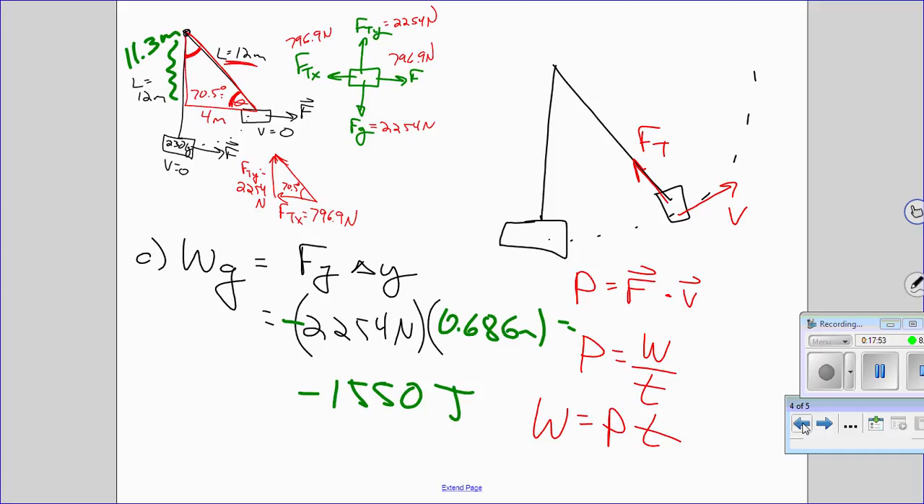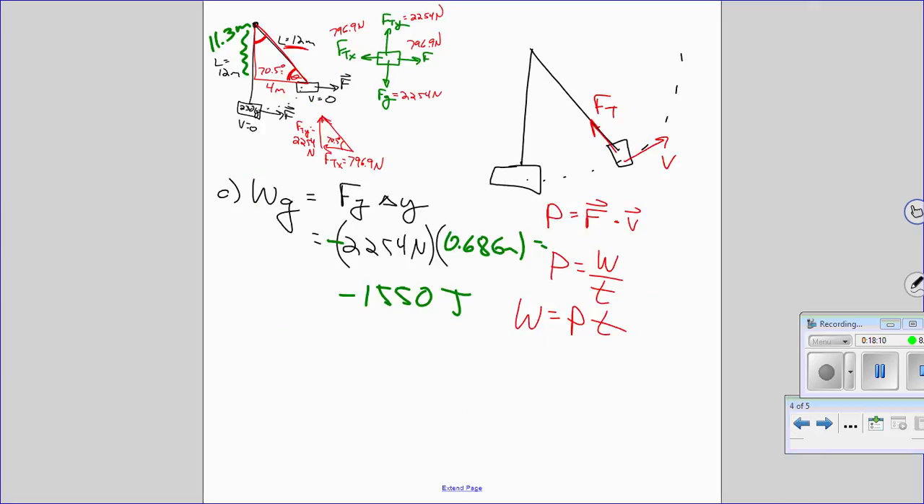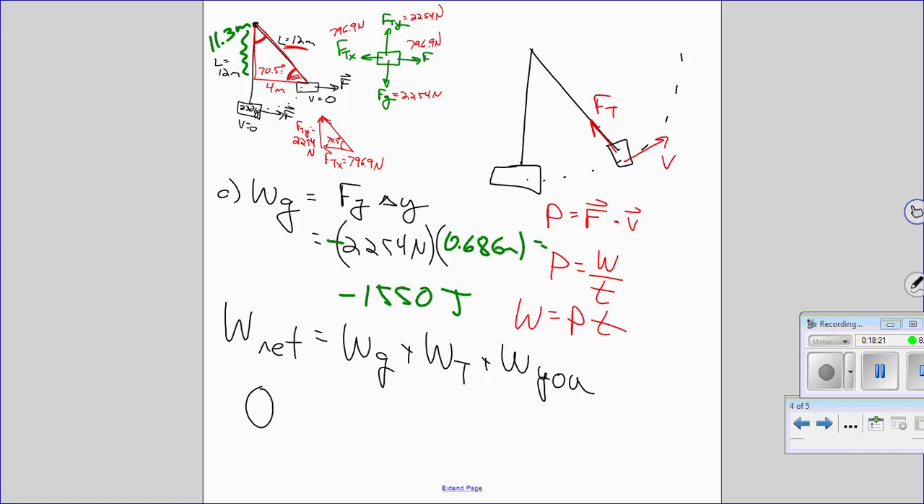Okay, so finally then, question E says find the work done by your force. Well, look, you guys, there are only 3 forces on this thing, right? Gravity, tension, and U. We know that our net work is 0. So work net is the work done by gravity plus the work done by tension plus the work done by U. We know all of these except one. Our net work is 0 because we started at rest and ended at rest. The work done by gravity is negative 1550. The work done by the tension is 0. The work done by U is something. It's got to be 1550.